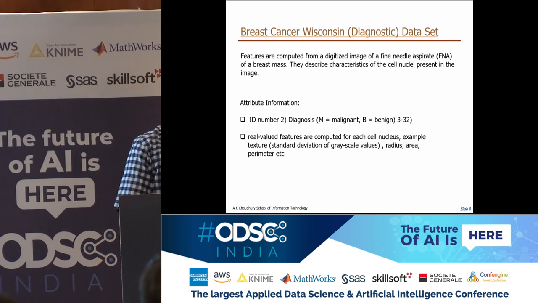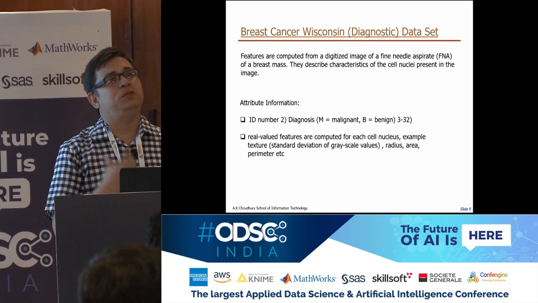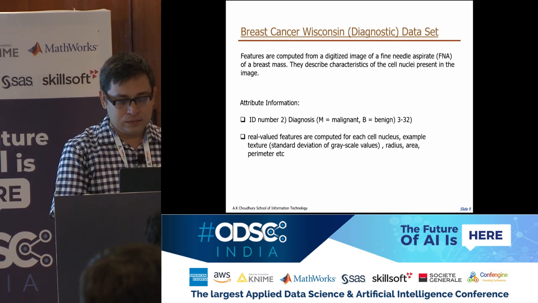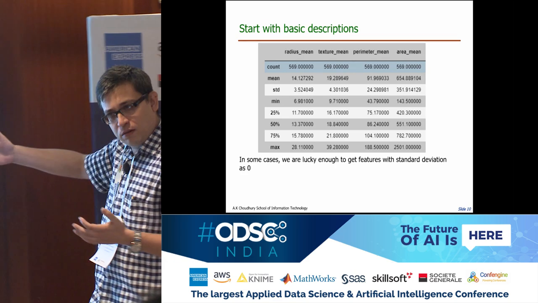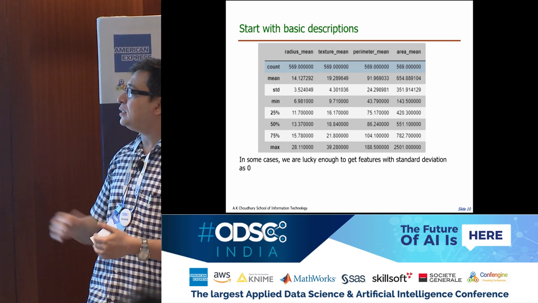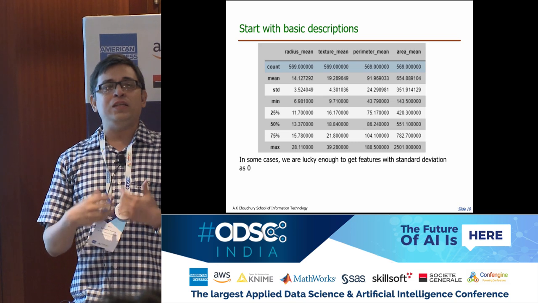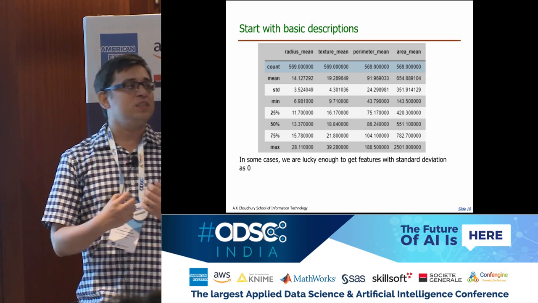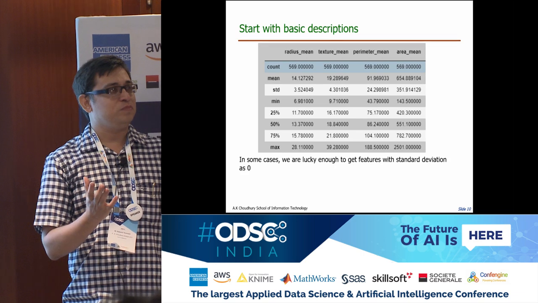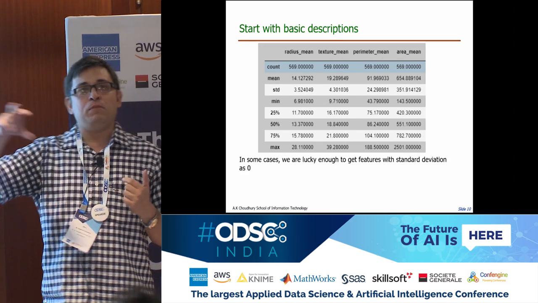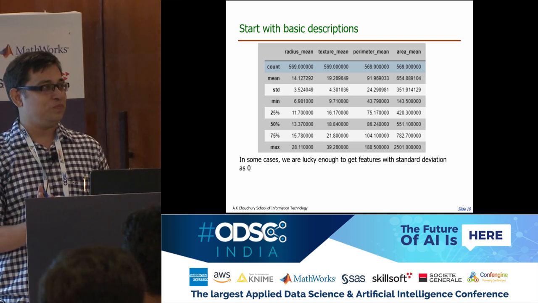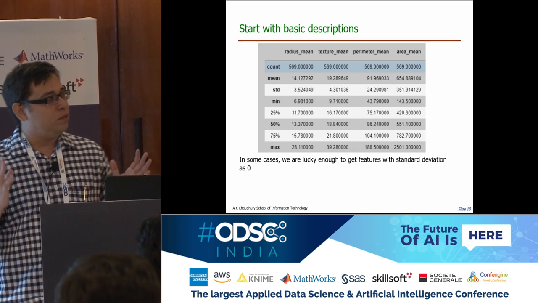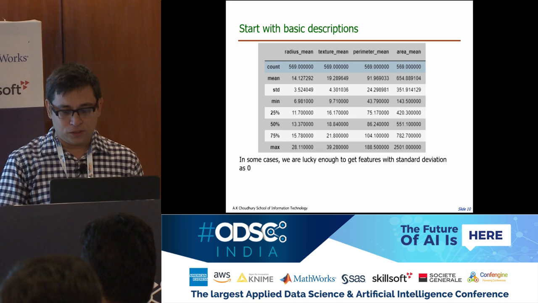Now, initially we can just do a descriptive statistic. I have not shown all the features, but we start with this, and maybe we are lucky: we see that for some of the features, the standard deviation is zero. Even for the MNIST data set that I talked about, some features had standard deviation zero. So I can drop them. Maybe that is my first step.